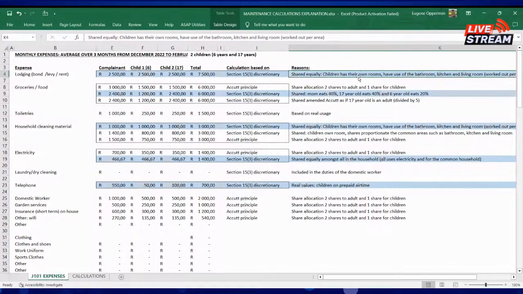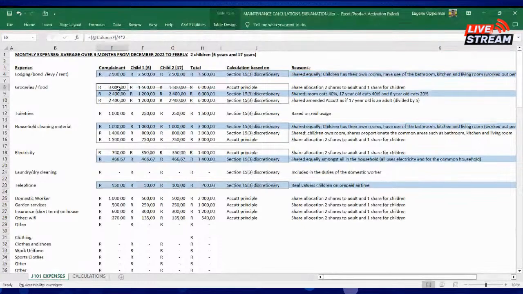Same goes for groceries. I've used the exact same principle, the exact same reasoning. If we use the acute principle, for example, we've got a total amount of 6,000 Rand for groceries. Then if you use the acute principle, there you could see that the mom's contribution would be 3,000 Rand, 1,500 Rand for each child. But if you use a discretionary one, start off with a good one, and then afterwards adapt it to see, does it work for you? Does it not work for you?